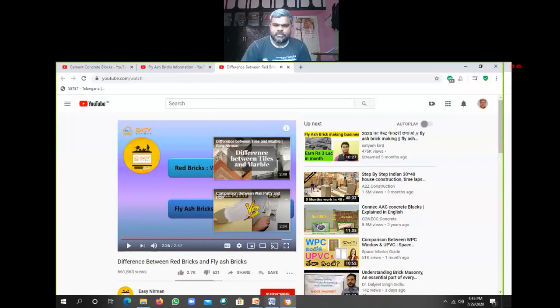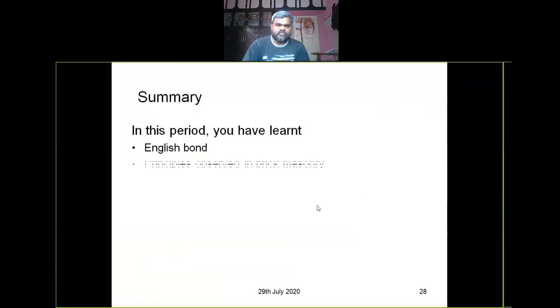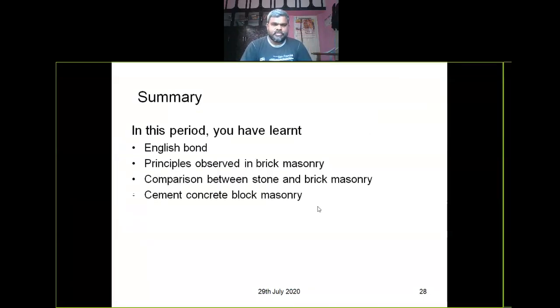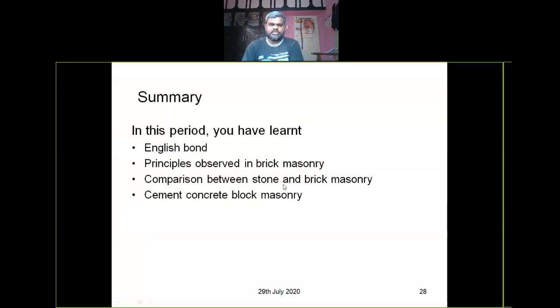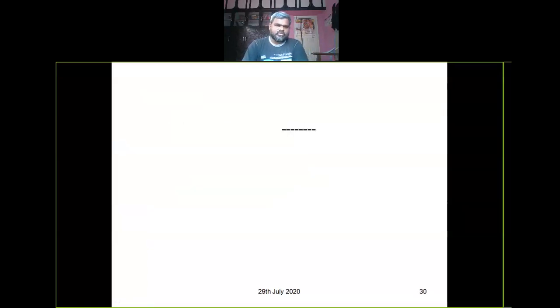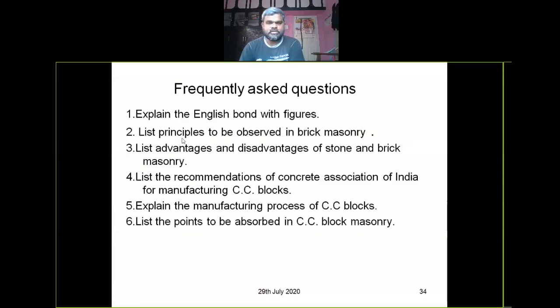So this is the difference between fly ash bricks and other bricks, and this is what we have studied today: English bond principles observed in brick masonry, comparison between stone masonry and brick masonry, and cement concrete block masonry. We have seen these are the questions which can occur in different exams, right? So this is the end of the class.